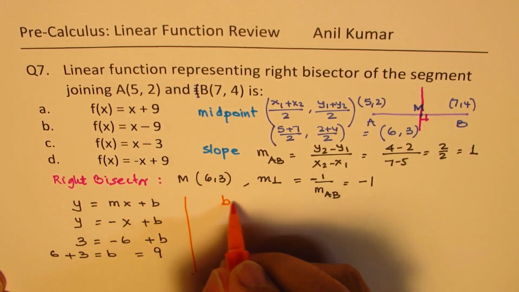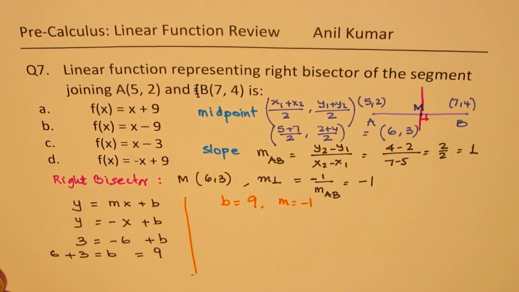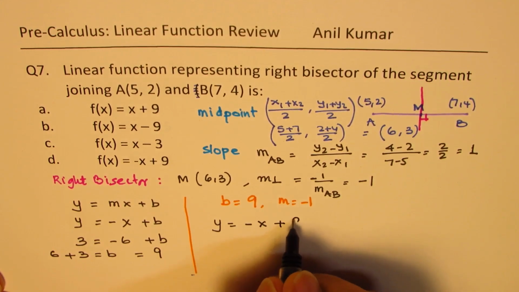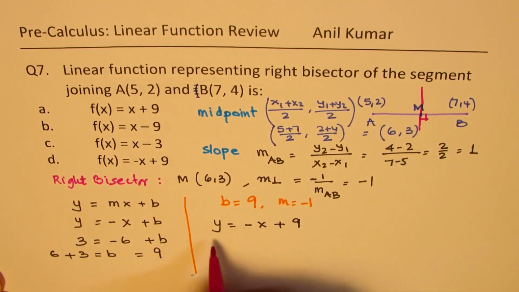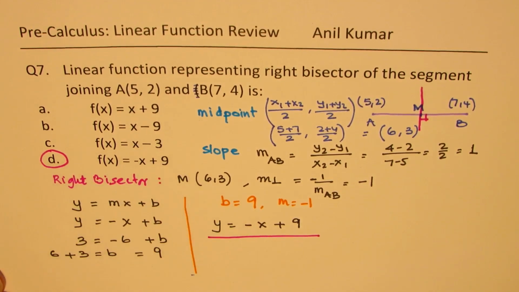Now we know that b is 9 for us, m is minus 1. So we can write the equation as y equals minus x plus 9, correct? So that is the right equation, which is option D for us. Clear? So that is how we are going to get the equation for the right bisector.